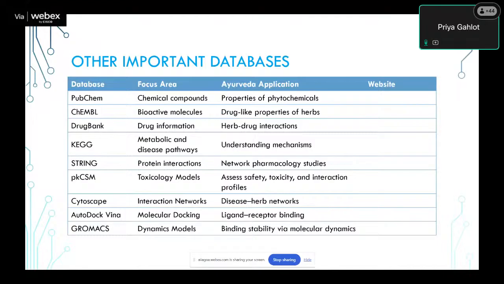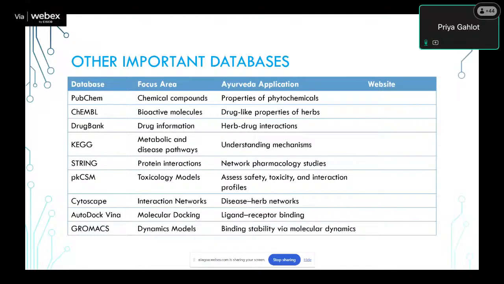There is one other database, that is DrugBank. It will give you all the drug information, where you can find herb-drug interaction details or the datasets. There is KEGG. In this database you will find metabolic and disease pathways, and you can basically understand the mechanism of a particular disease, and in respect to a particular gene, where and how it is playing a role in a particular disease, where in the pathway it is playing a role.